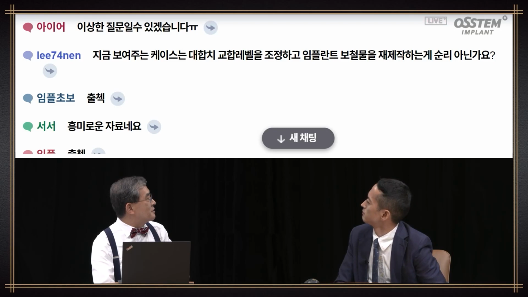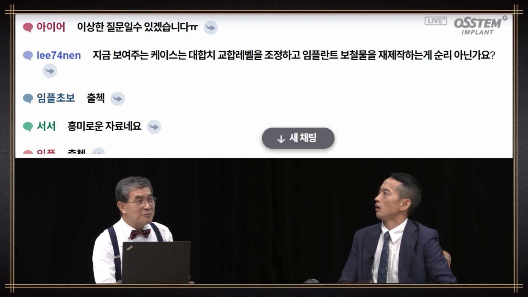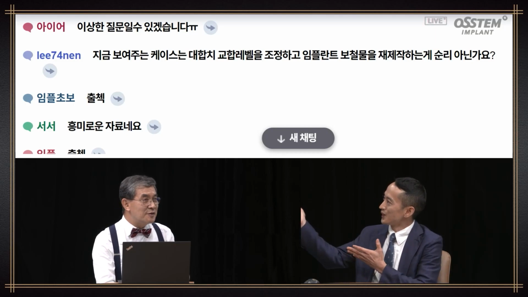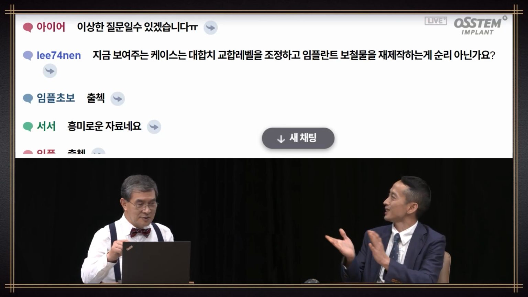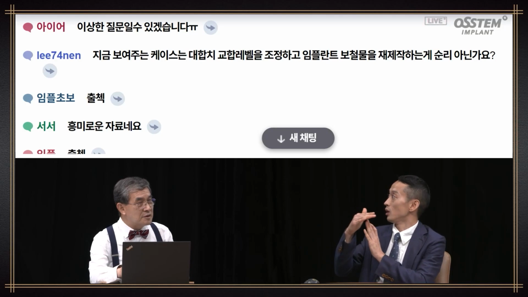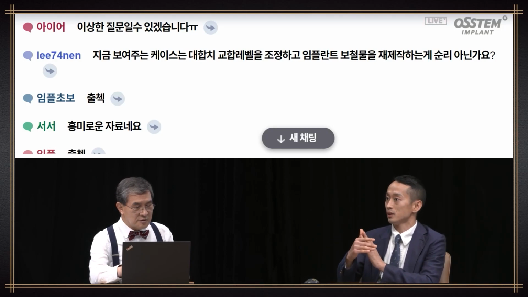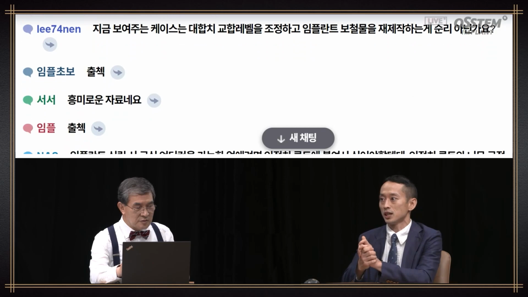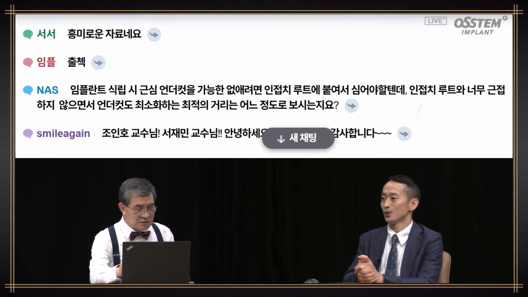LEE74NEN: The keys that you're showing, I think you need to adjust the occlusal level of the antagonist and refabricate the implanted prosthesis. I think this person was looking at a different case, but I really agree. If the antagonist is extruded, you need to adjust it, and then the implanted prosthesis needs to be adjusted accordingly.